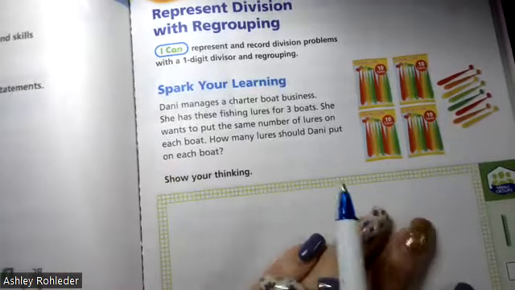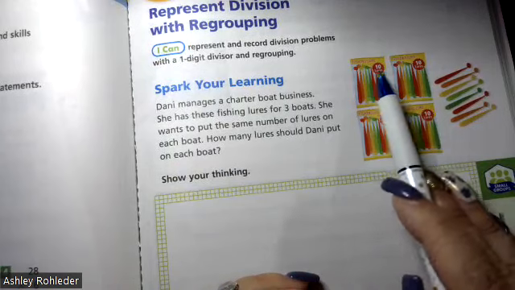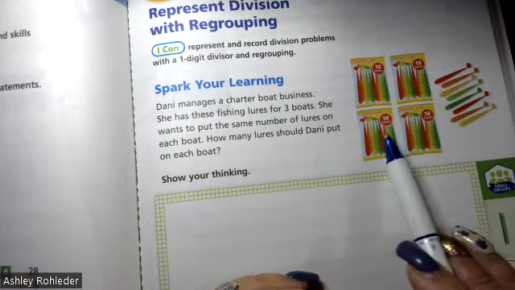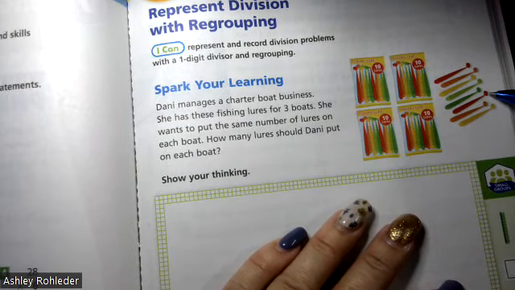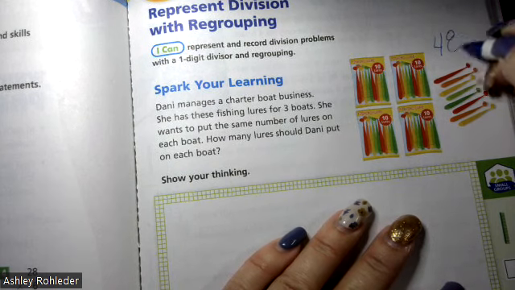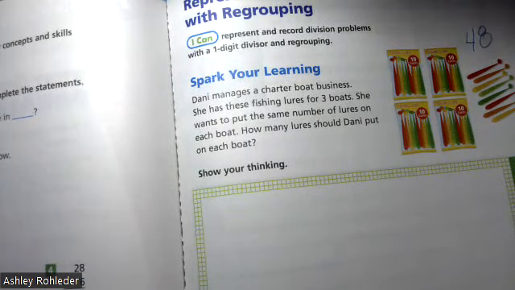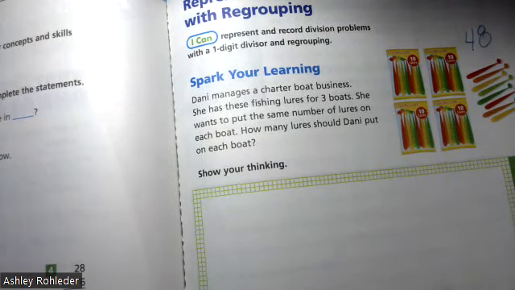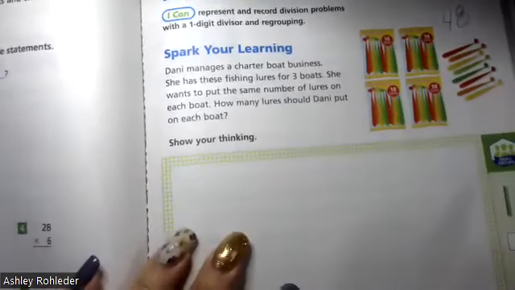Well, what do we need to figure out first? How many lures she has? So we have 10, 20, 30, 40, 41, 42, 43, 44, 45, 46, 47, 48. So she has 48 lures. And she wants to put those onto 3 fishing boats. How can I figure out how many go on each boat?